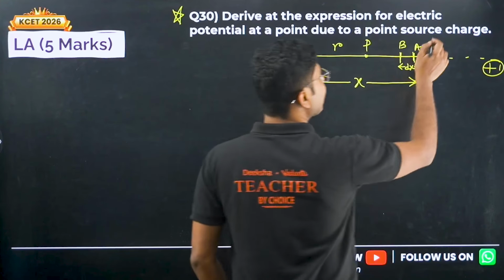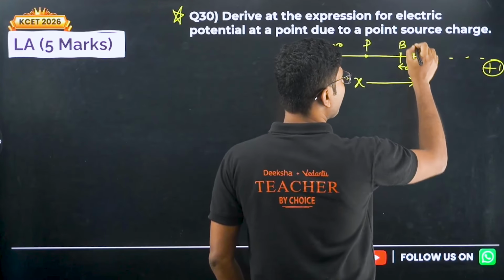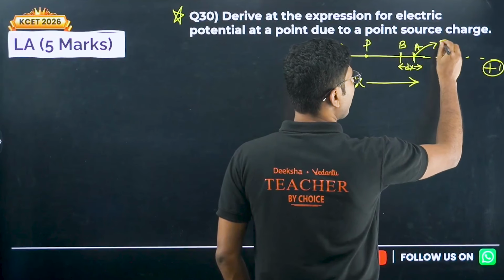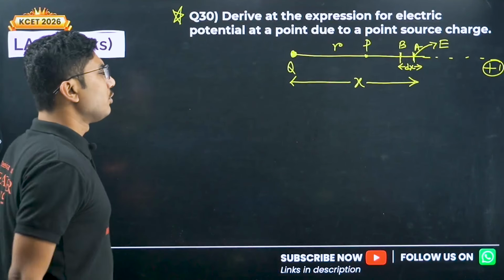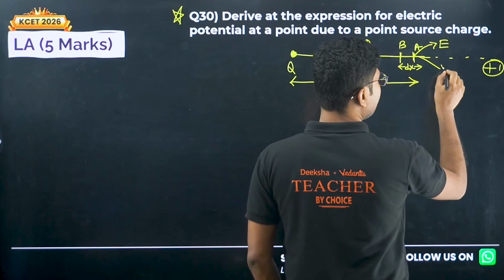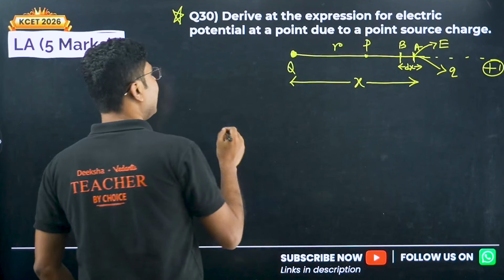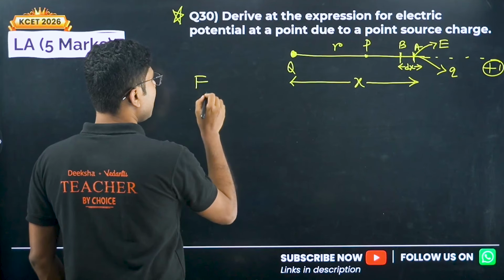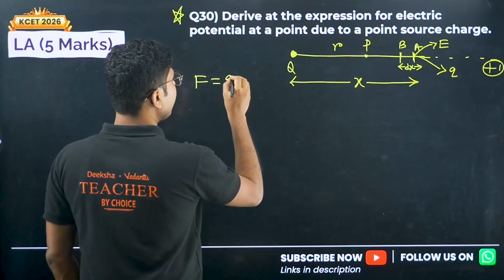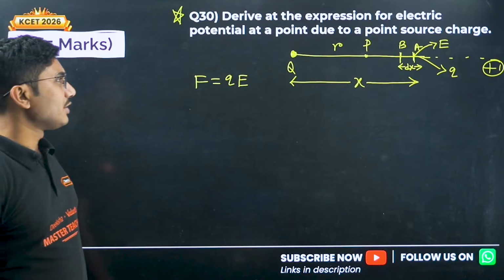First of all, we will assume that these two points are very close to each other, so that means the electric field is constant at this point. Okay, so if you take a test charge q, and keep it there, what will be the electric force acting on it? The electric force acting on this charge is given by q into E.